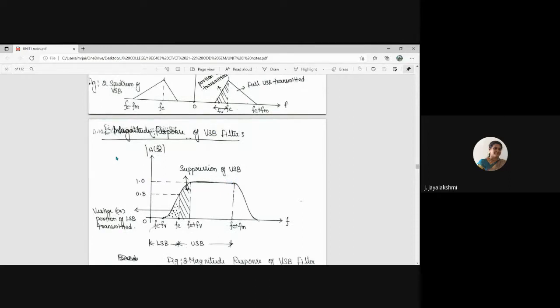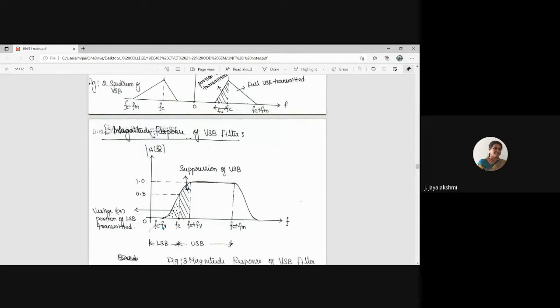So in that case, what happens is you are going to have the transfer characteristics of the filter being drawn. So this is going to be the transfer characteristic. This is the maximum gain of the system, and you are going to have suppression of your upper sideband. So this is the suppressed value, and this is the portion of the LSB being transmitted. So this part you transmit, and also you are going to transmit this part, and this is going to be the suppressed part, which is going to be near the carrier frequency.